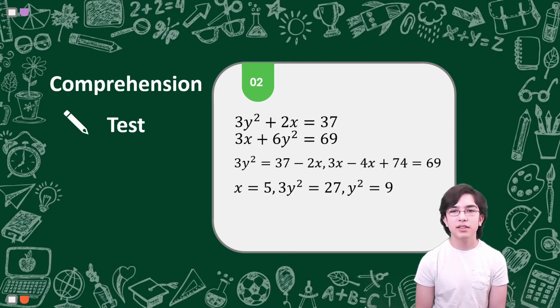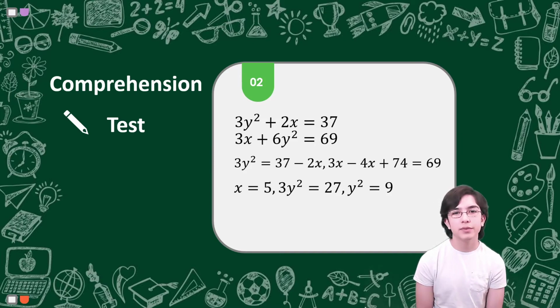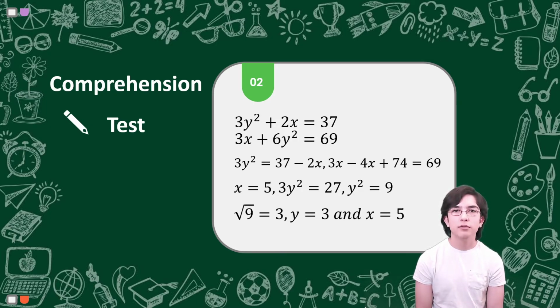So we get x equals 5 when we simplify it. 3x minus 4x is negative x. 69 minus 74 is negative 5, so x equals 5. Then we can work out the y half fairly simply. 3y squared equals 27, y squared equals 9, root 9 equals 3, and therefore y equals 3, and x equals 5.